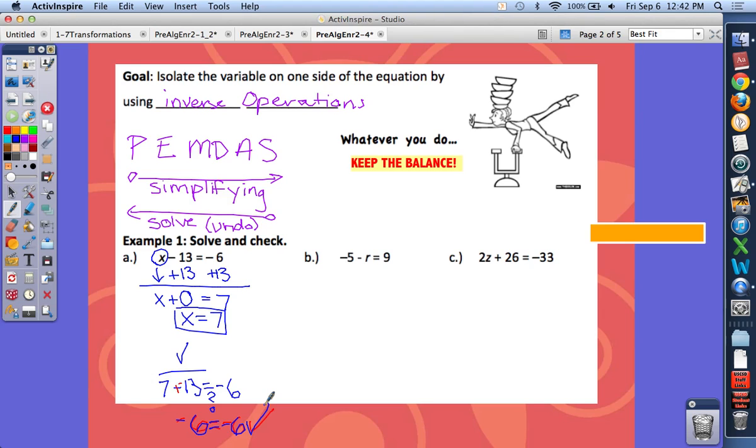Okay, let's try B and C. B, again, isolate the variable. So I like to circle the variable. I want to get this all by itself. Let's figure out what's happening to it.